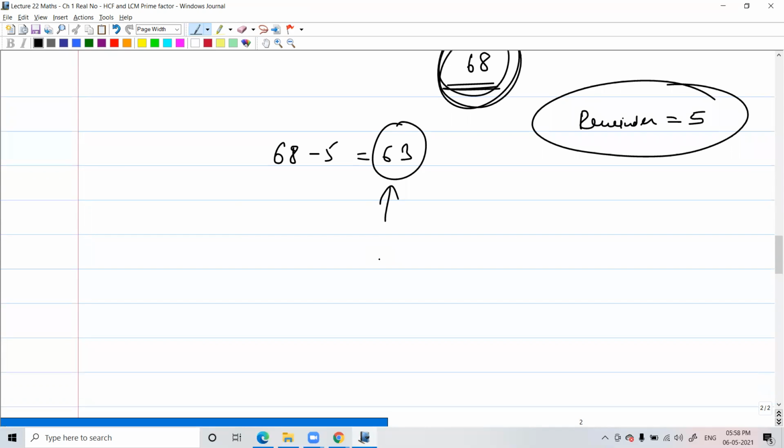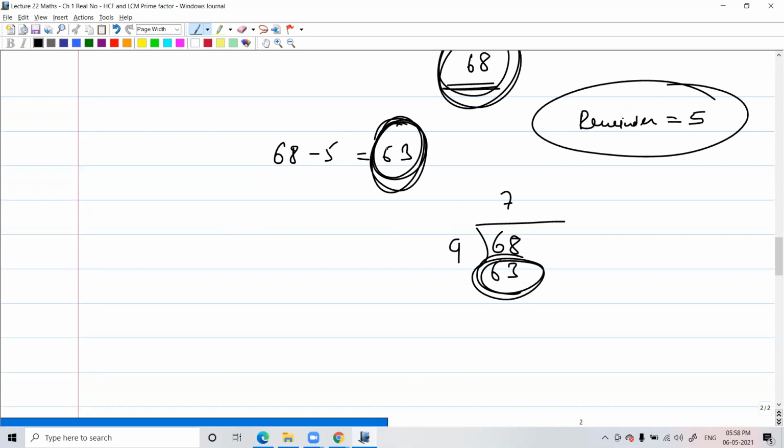I will explain this with the complete formula also, but let's just see if you can understand directly using simple logic. 68 minus 5 gives you 63. Now you know 63 is divisible by 9, right? So now try dividing 68 by 9 and see whether you get the remainder 5 or not. 9 sevens are 63, so of course we know that 63 is completely divisible by 9. That's why we chose it. And when you subtract it, you will get a remainder 5.